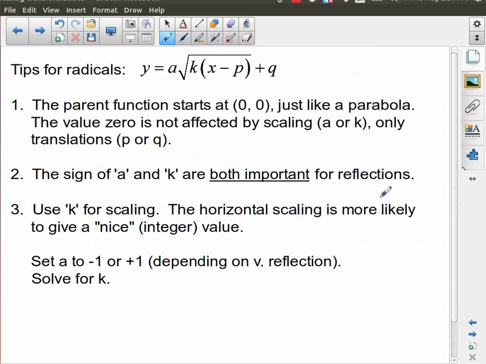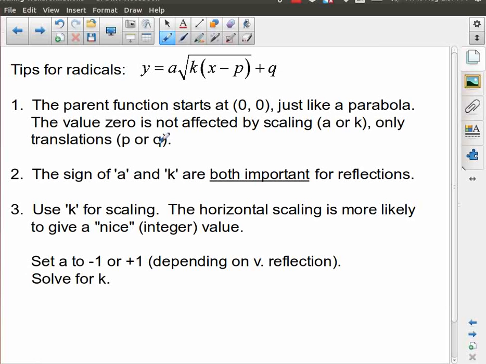Okay, what if we're working with radicals? Now, a radical is similar to a parabola, but it's a much more complicated function to work with, and it's a little bit newer to us as students. So the parent function, just like a parabola, starts at the origin, 0, 0. So if you can identify where that 0, 0 has been transformed to through shifts, that's going to give you your p and q values.